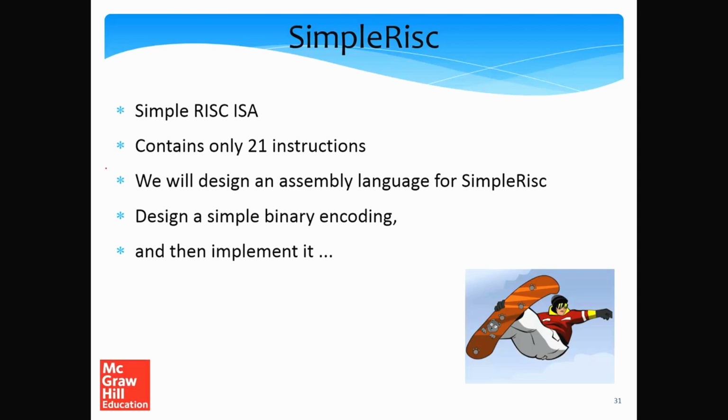So we'll design an assembly language called simple RISC, and then we'll design a simple binary encoding for it, which means to convert instructions into a sequence of zeros and ones. And then in the processor chapter, we'll create a processor to actually implement the simple RISC instruction set.